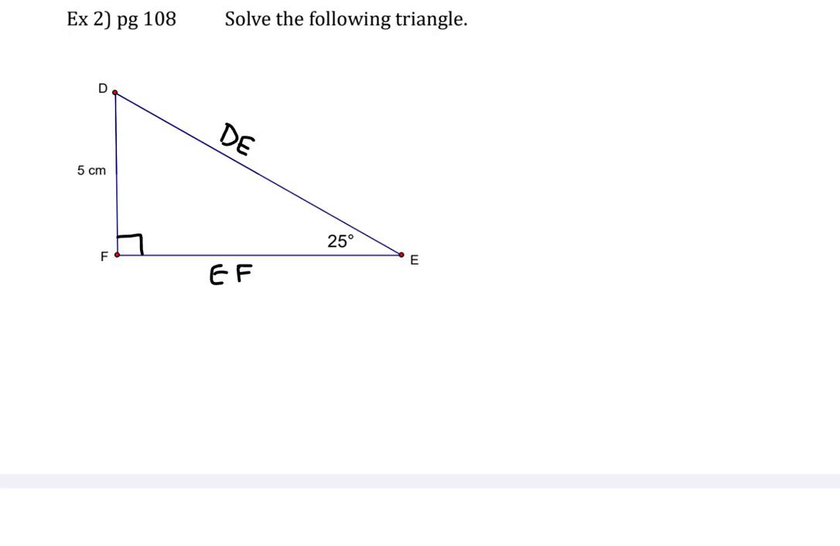Okay, so first things first, angle D is going to be real easy to find, and maybe it'll be useful. So let's find it right away. So angle D is going to be 180 minus 90 degrees, because we have that right angle, minus 25.